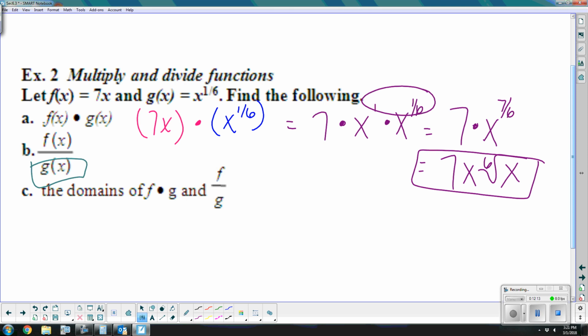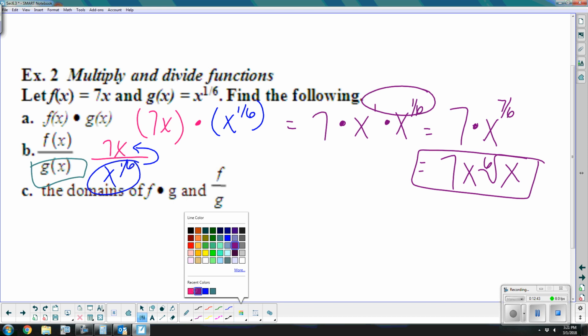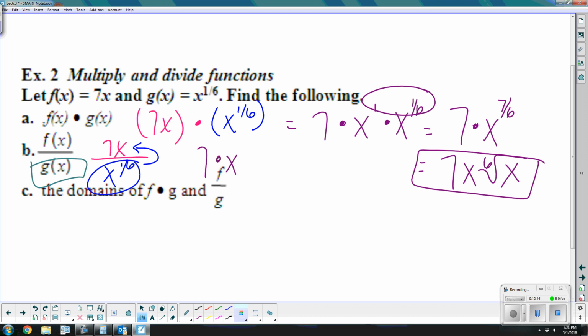Now in the second function, we're dividing. So f of x is still 7x, and we're dividing by x to the 1/6 power. Now we cannot divide by the number 0, but we want to move this 1/6 power to the numerator. And to do that, we have 7 times x to the negative 1/6 power, which gives us 7x to the 5/6 power. Or 7 times the 6th root of x to the 5th.